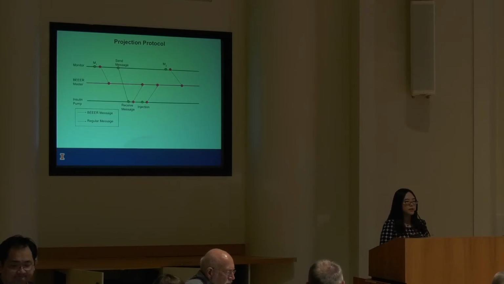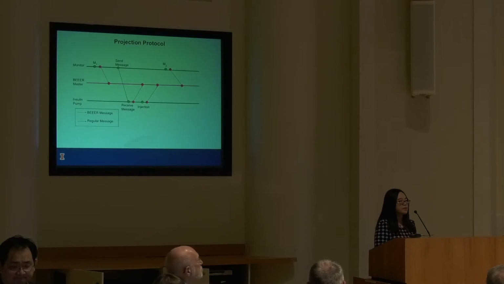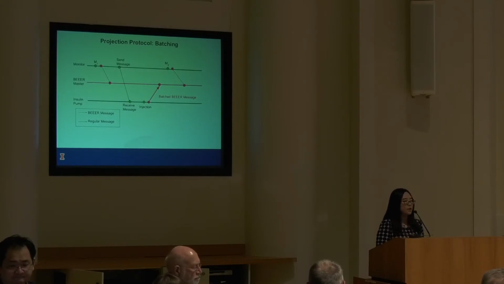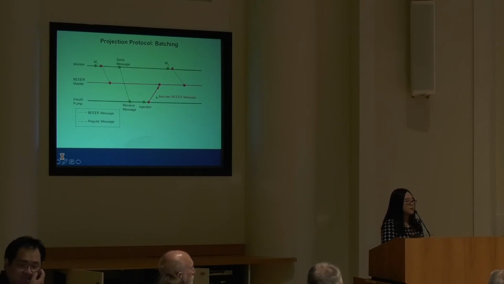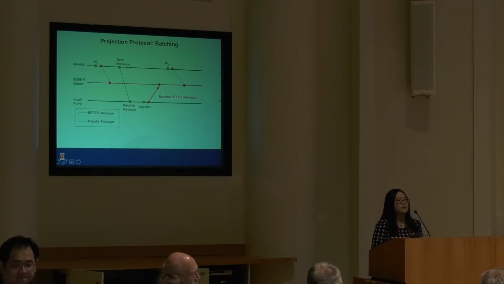However, sending a projection message each time after an event can be costly because of the network overhead. So we can batch events that happen consecutively within a small interval. For example, in this case, the insulin pump performs the injection almost immediately after receiving the message. Therefore, the interval between these two events is much smaller compared to the onset time of any drugs. So we can batch the projection messages of these two events into a single batched BEEER message and reduce the communication overhead. As long as the interval between the batched events plus the network latency is smaller than the onset time of drugs, we can still preserve the CPS causality on the projected BEEER master messages.